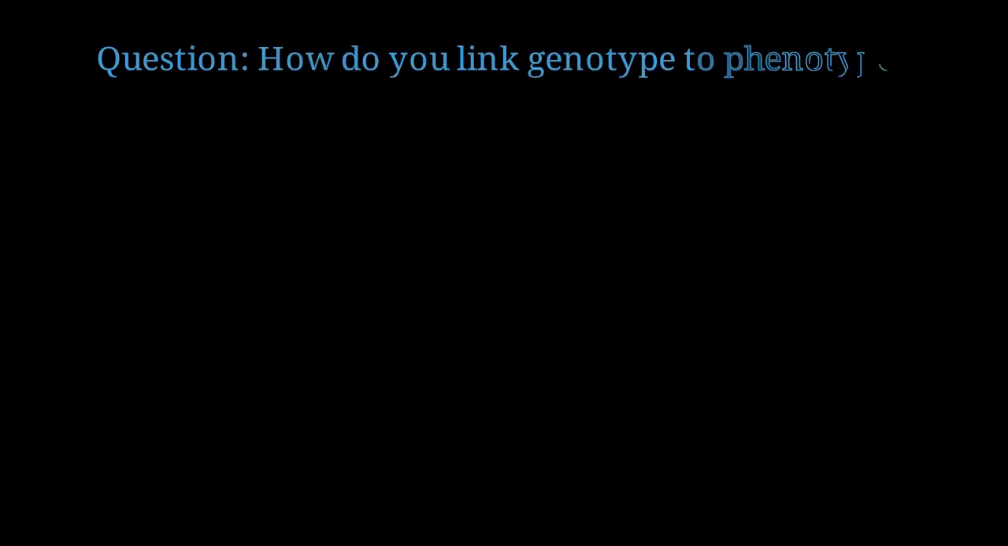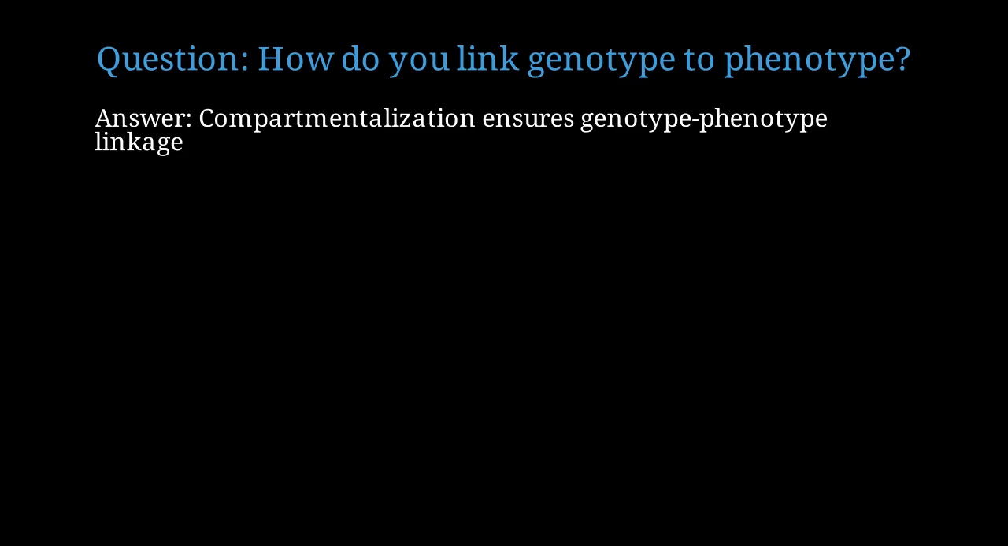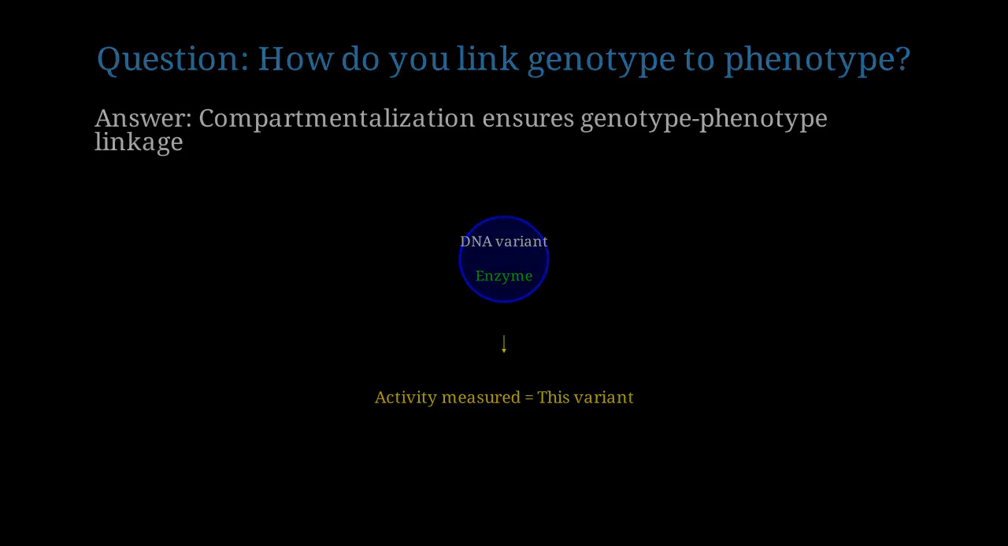Now here's a critical question. How do you link genotype to phenotype? How do you know which gene corresponds to which enzyme activity? The answer is that compartmentalization ensures the linkage. Because each droplet contains only one gene variant, and the enzyme it encodes, the phenotype you measure, the fluorescence, is directly linked to that specific genotype. Whatever activity you measure in that droplet must have come from that specific DNA variant. There's no cross-contamination, no mixing, perfect linkage between genotype and phenotype.